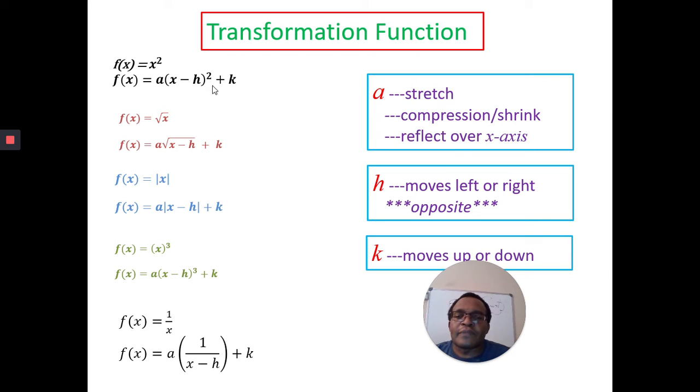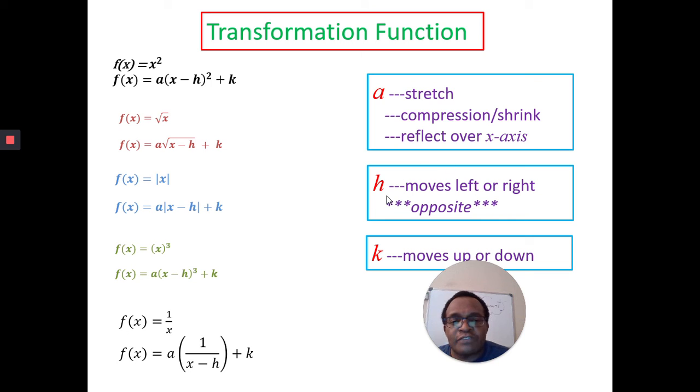So here, a represents the vertical stretch of the graph. The graph could be vertically stretched, so it's like you are pulling it up, or it could be vertically compressed, which we can also call a shrink. And a also does one more thing when it's negative: it reflects the graph over the x-axis.